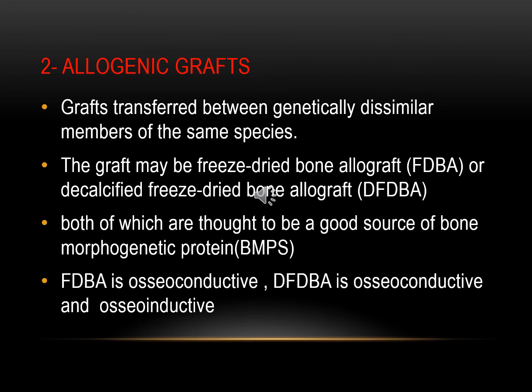The second type is DFDBA, which means decalcified, freeze-dried bone allograft. They will bring the human bone, freeze it, and dry it. After that, they will remove the minerals from this bone graft, sterilize it, and package it. DFDBA means decalcified, freeze-dried bone allograft.